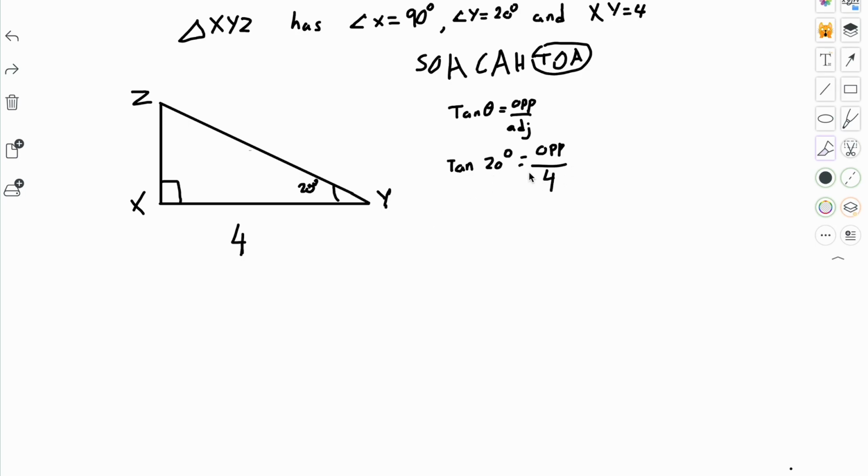Now we're going to solve this. How are we going to solve this? We're going to need to isolate opposite. The way I would do it is I'm going to get rid of the denominator. So I'm going to multiply by 4. If I multiply by 4 on this side, I have to multiply by 4 on this side.